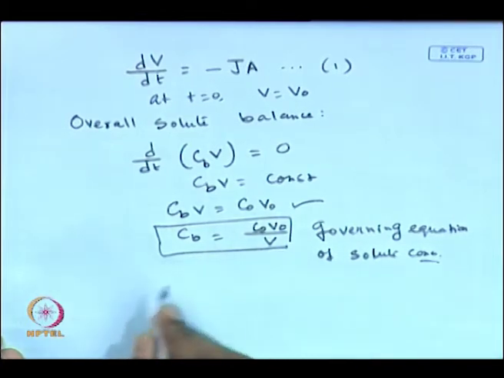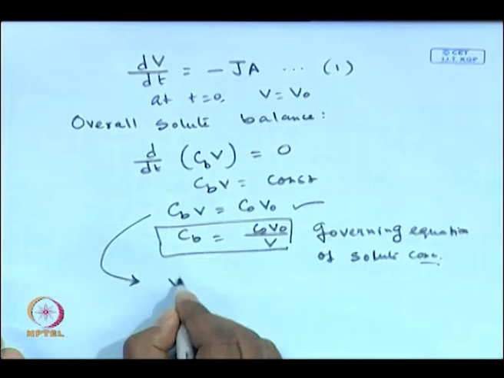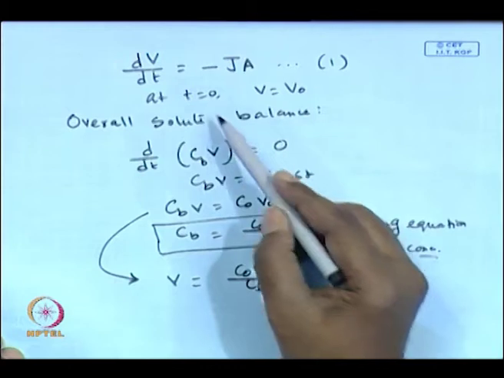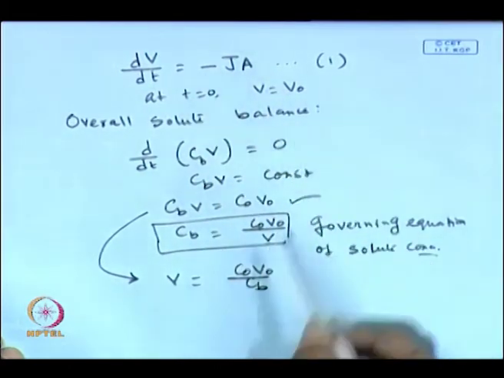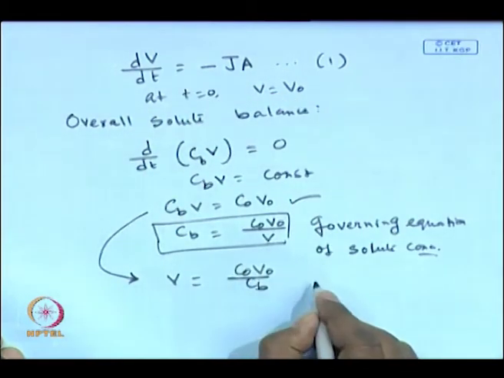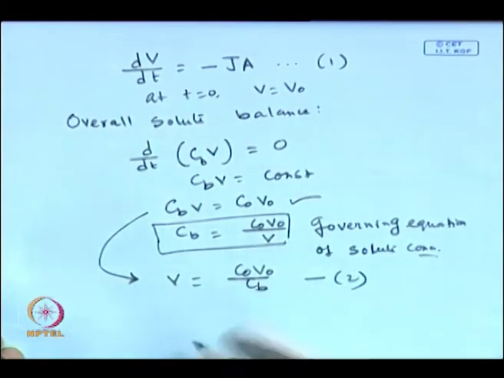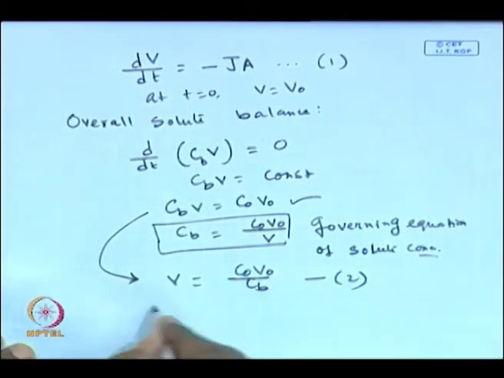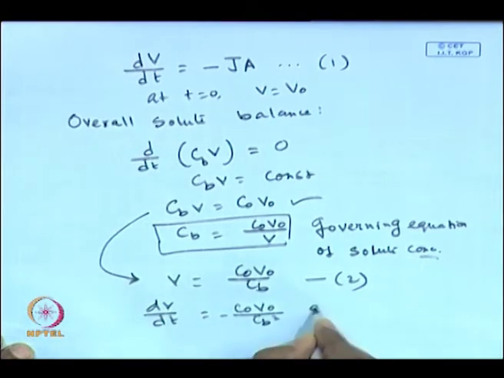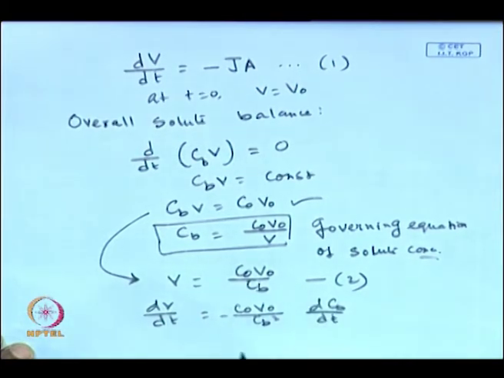Okay. Now, you can write it in terms of V, C naught V naught divided by Cb, and we know the equation 1, dV dt is nothing but J times A. So, we just take the time derivative of this expression and put it there. Combine equation 1 and 2 means take the time derivative of V. So, dV dt will be nothing but minus C naught V naught divided by Cb square times dCb dt, right. That is the derivative of V, and put it there.